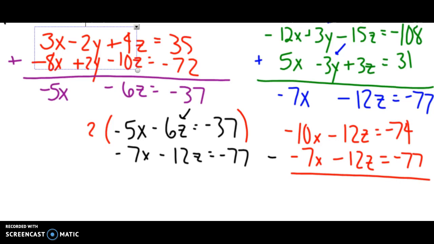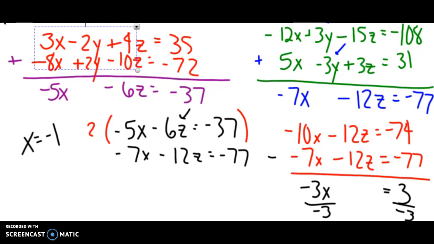So negative 10x minus a negative 7x is going to be negative 3x. Negative 12z minus a negative 12z goes away. And negative 74 minus a negative 77 is going to be a positive 3. And so you'll see I get negative 3x is equal to 3. Divide by negative 3, divide by negative 3, and you see x is equal to negative 1. Perfect. We have one of our answers.